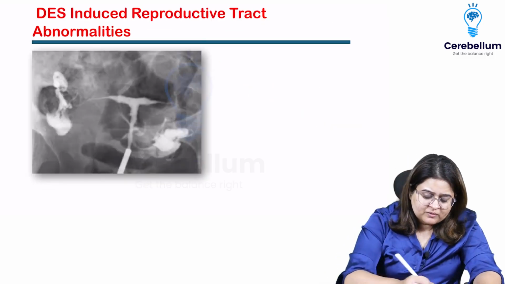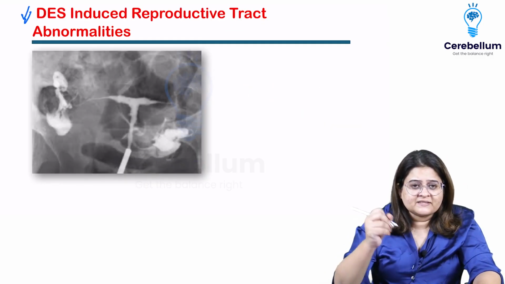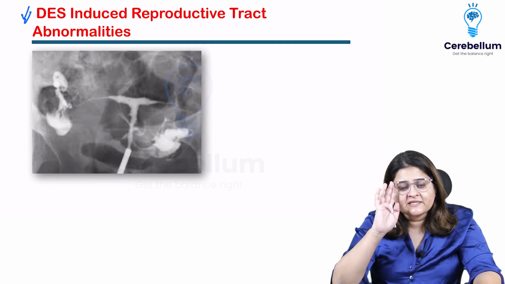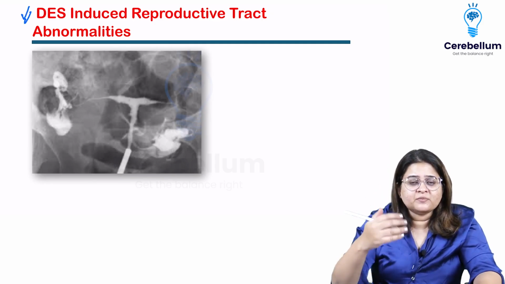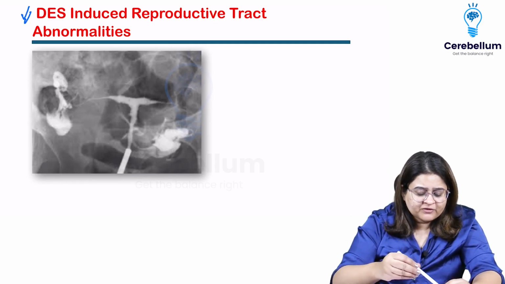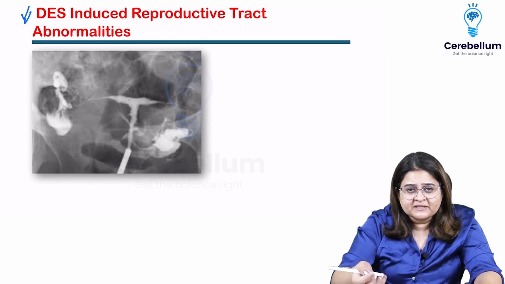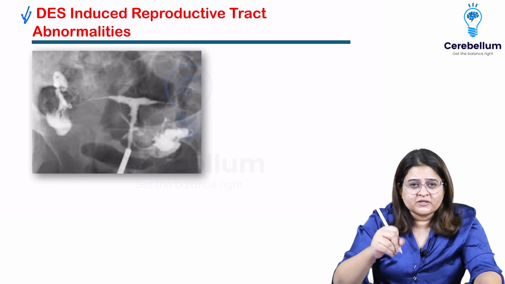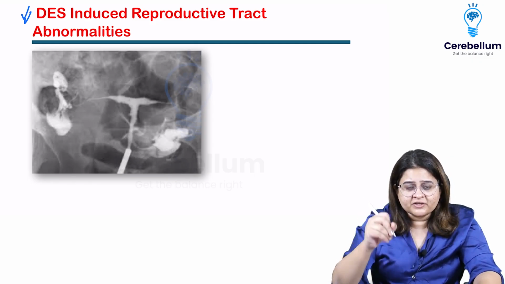Now, questions also come on this. This is DES, diethylstilbestrol, a drug given in the 1950s and 60s in women who had recurrent pregnancy losses. Okay, like how we give progesterone now, that time they used to give DES. But it was found that girls and boys born to mothers who received DES had anomalies. So this is actually a highly teratogenic drug.